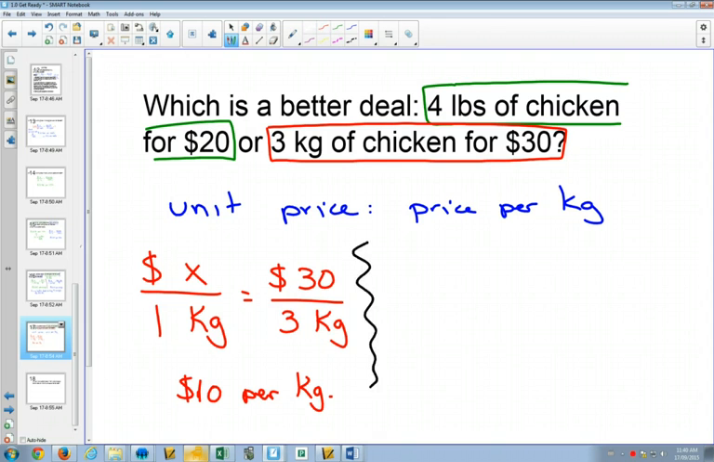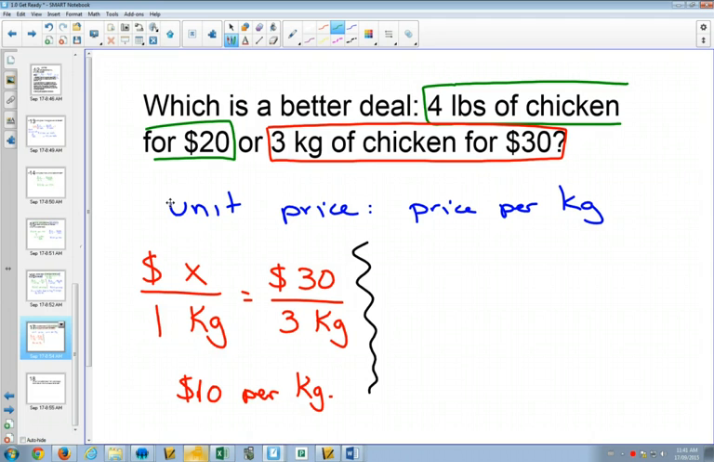Now for the green, we have 4 pounds. And in our notes, this is where step 2 comes in. With the notes that we took at the beginning, when we have different units, you sometimes have to convert your units first before you figure out the unit price. In this case, we have 4 pounds. We want to know how many kilograms that is. So we take out our formula sheet and we find a conversion between kilograms and pounds.